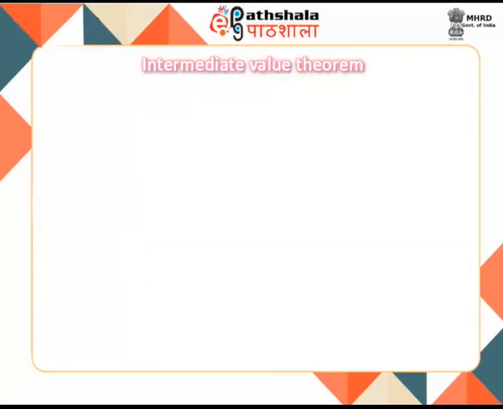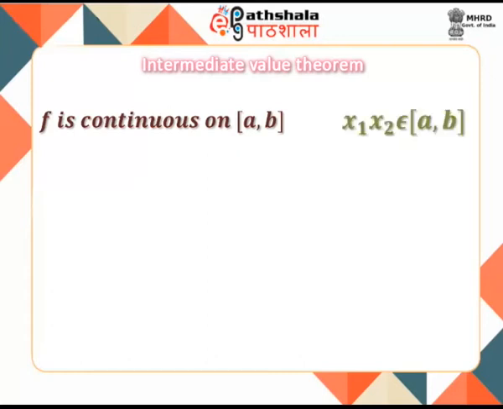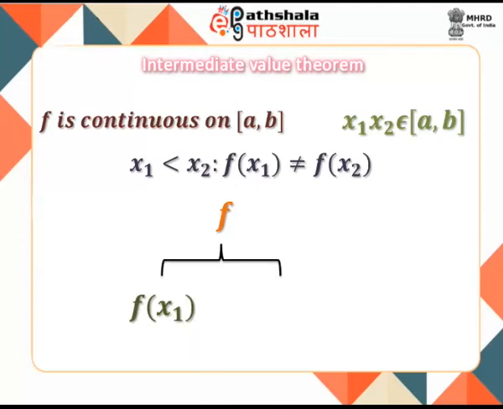Intermediate value theorem: if a function f is continuous on closed interval [a, b], and x1, x2 belong to the closed interval [a, b], x1 is less than x2 such that f(x1) is not equal to f(x2), then f takes every value between f(x1) and f(x2) somewhere in the interval (x1, x2).